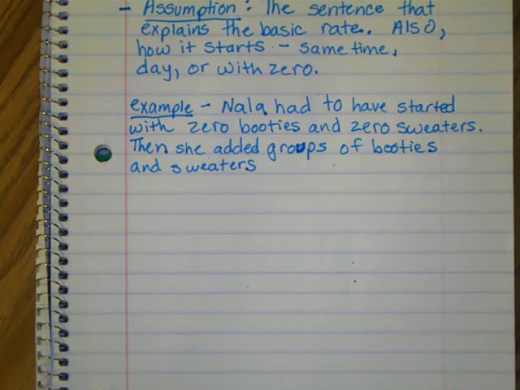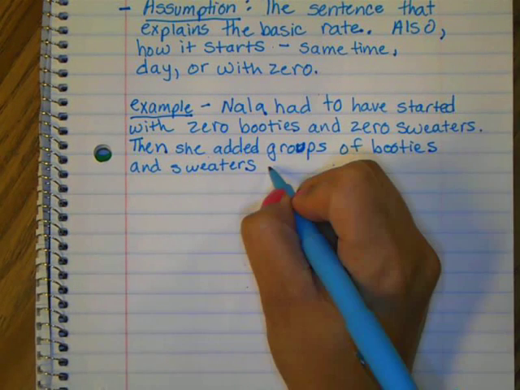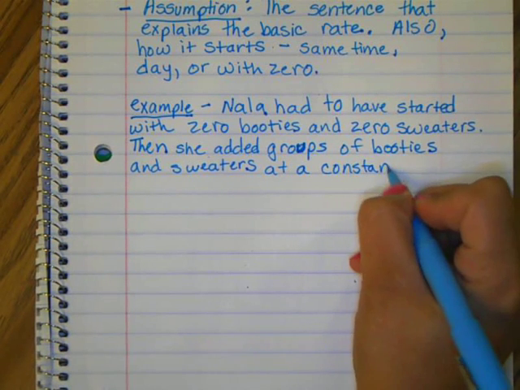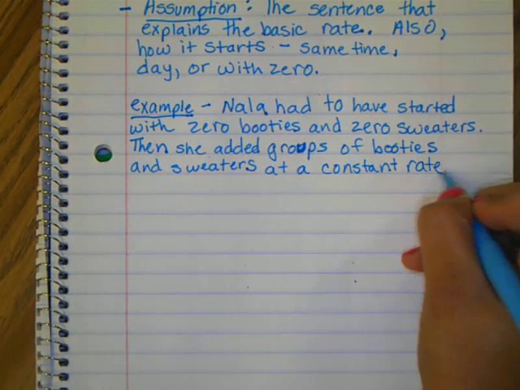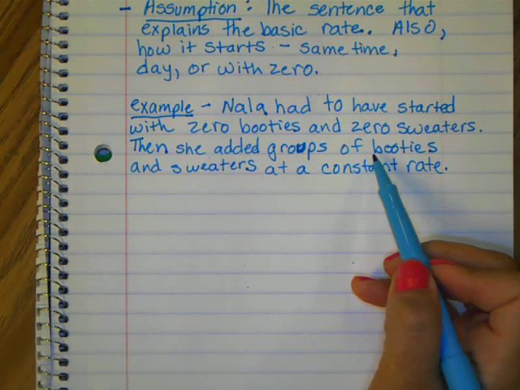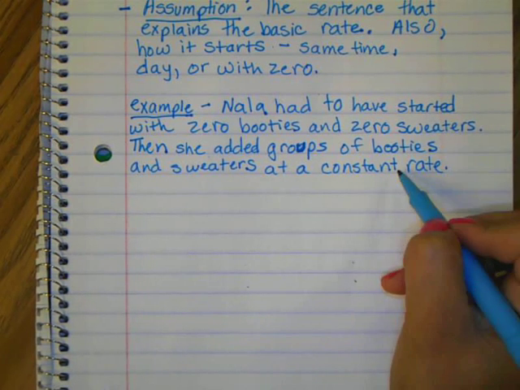Here's the last thing we have to say. Was there a constant rate in our story? Emily? Yeah. Okay, so then she added groups of booties and sweaters at a constant rate. I do not have to say the answer to the question. I do not have to say what the constant rate is. I just have to say if there's a constant rate or not.